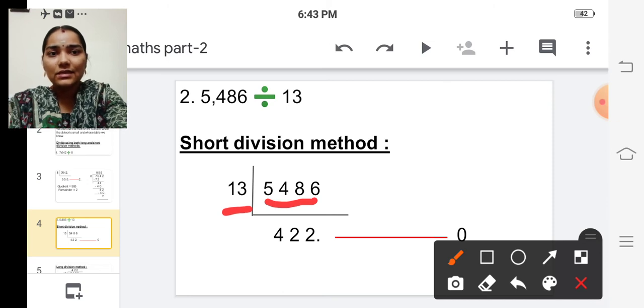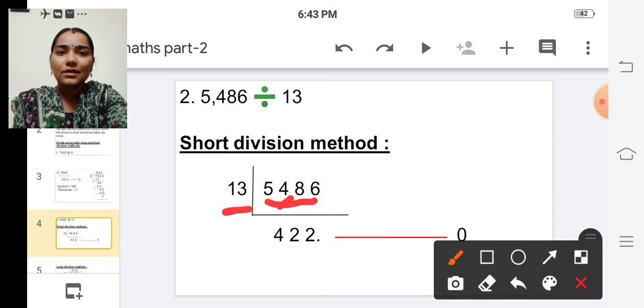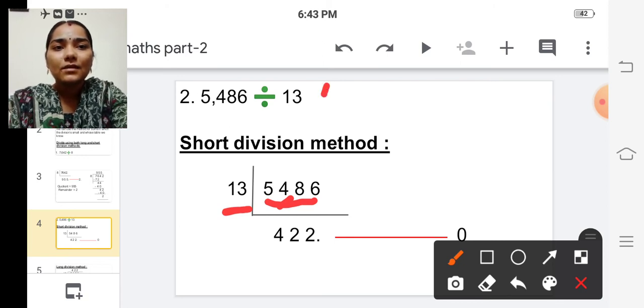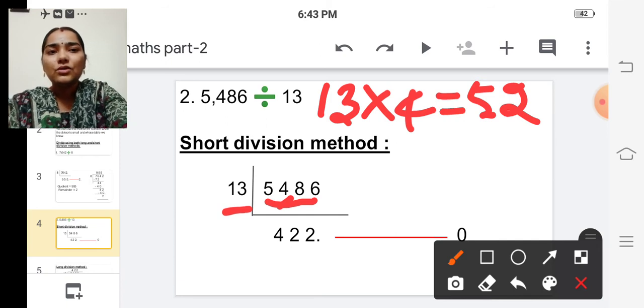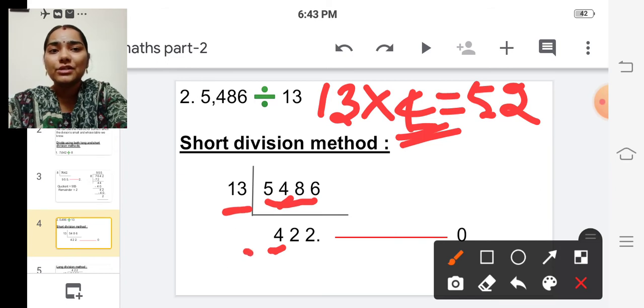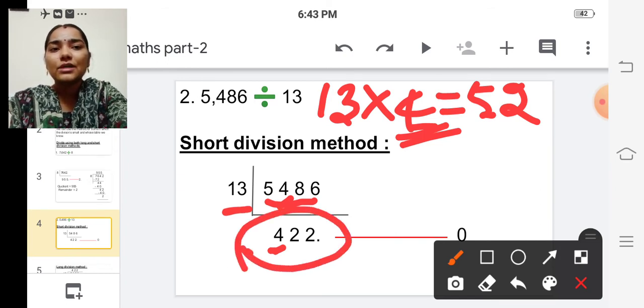So first let's consider the first two digits of the number, 54. 13 fours are 50. Yeah. First you should know the tables. 13 fours are 52. So we have to write this 4 here, because this is the quotient place. We have to write this 4 here.